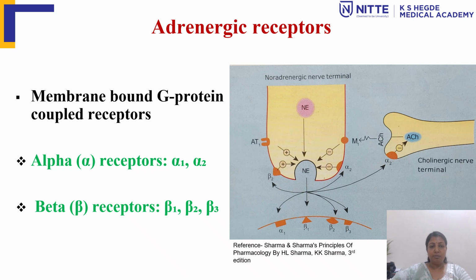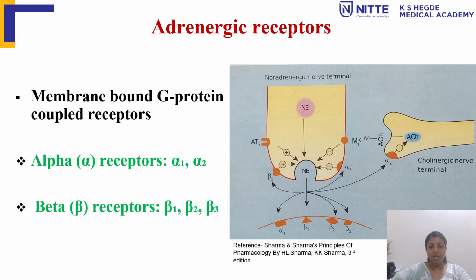So adrenergic receptors are membrane bound G protein coupled receptors. Adrenergic receptors are of two types. We have alpha receptors and beta receptors. Alpha receptors have two subtypes, alpha 1 and alpha 2, whereas beta receptors have three subtypes, beta 1, beta 2 and beta 3.